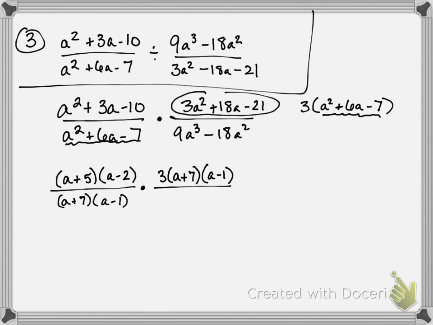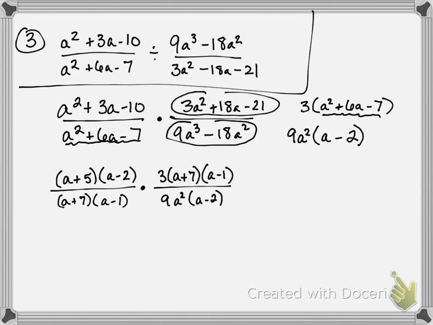Okay, and in the bottom, I notice that I can factor out a 9. So that's going to be 9. I see that I can also factor out an a squared. That leaves me with 1a inside minus 2. And so that's going to be what's here, 9a squared, and then a minus 2. All right, and let's see what can cancel.